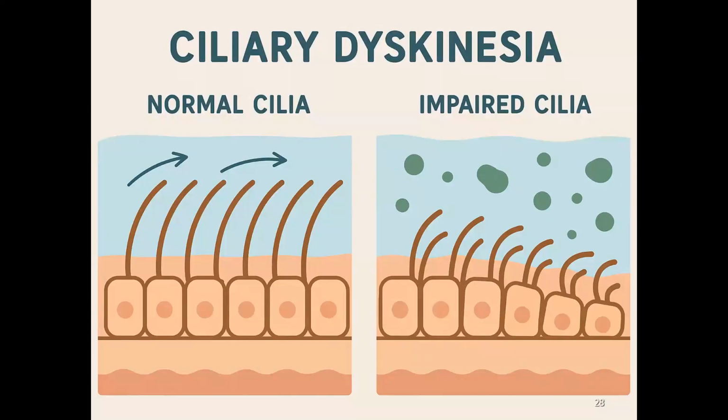Key clinical features would be a chronic wet cough starting in early childhood with recurrent pneumonia or bronchitis, chronic sinus infections, middle ear infections, often leading to hearing loss, and it can also cause infertility.